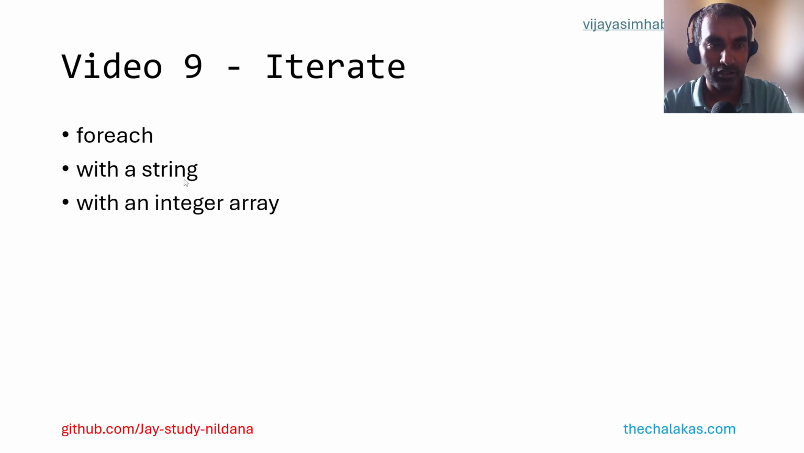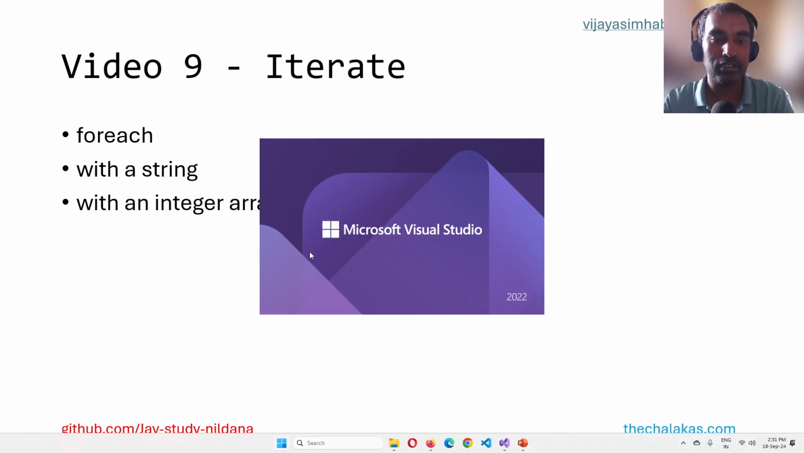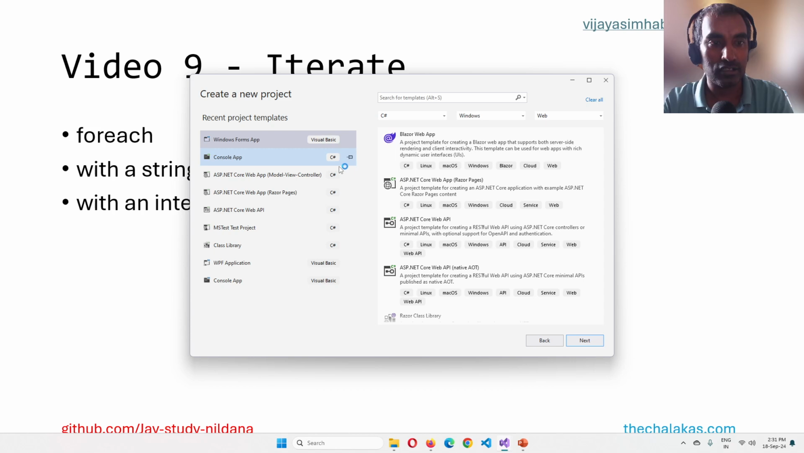So here we'll try out foreach with a string, because strings are essentially a collection of characters. So again, that's an array, and of course we'll use an integer array as well and loop through it. So let's go ahead and give it a try. As always, the example code is in my GitHub, and I have put the link for you.